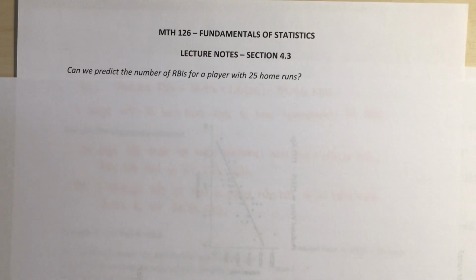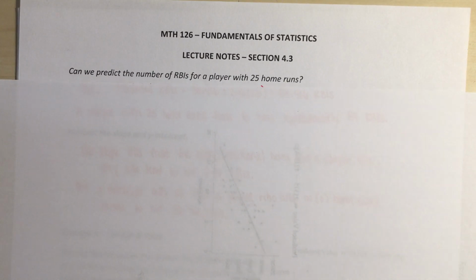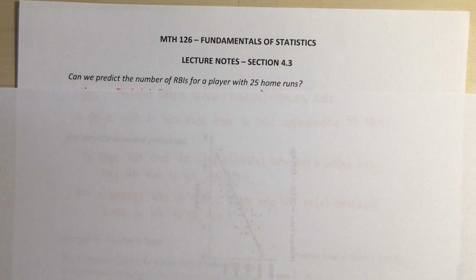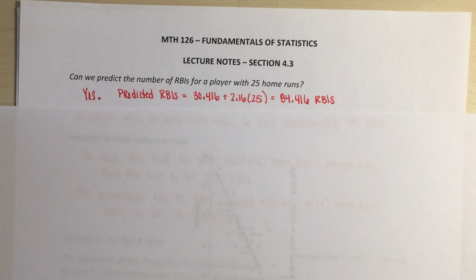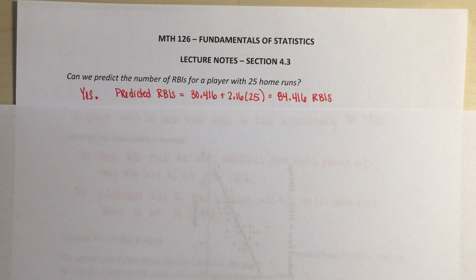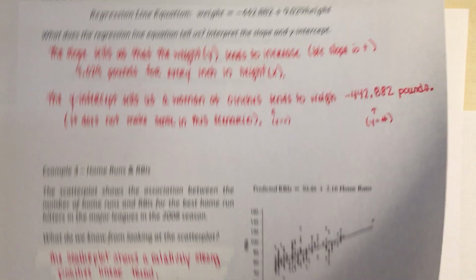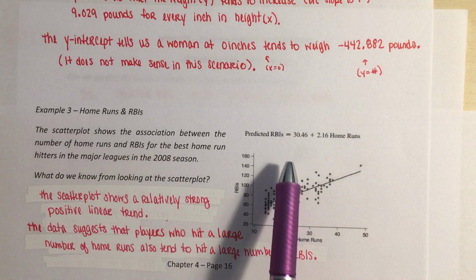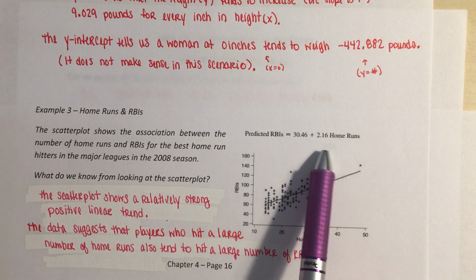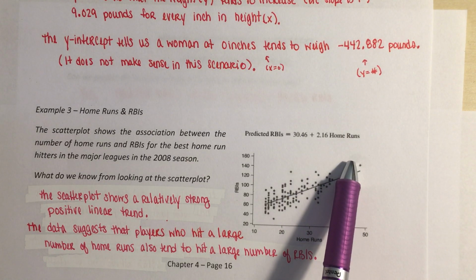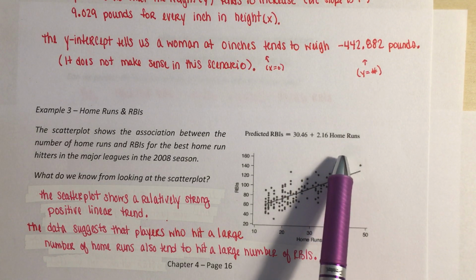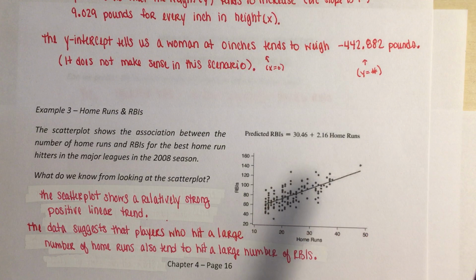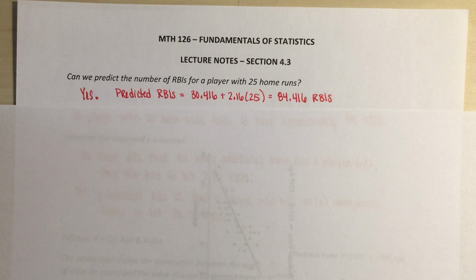Can we predict the number of RBIs for a player with 25 home runs? Yes, we can, because on the previous page we were given an equation. Our equation was right up at the top of our graph. Our predicted RBIs was equal to 30.46 plus 2.16 times the amount of home runs. So for this prediction, we're going to plug in a value for our home runs.